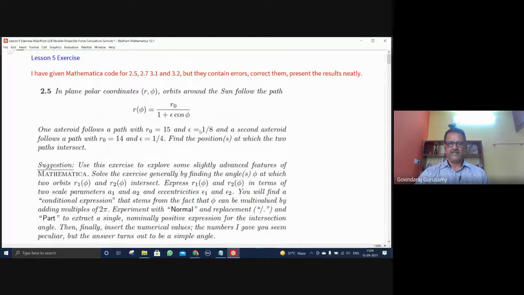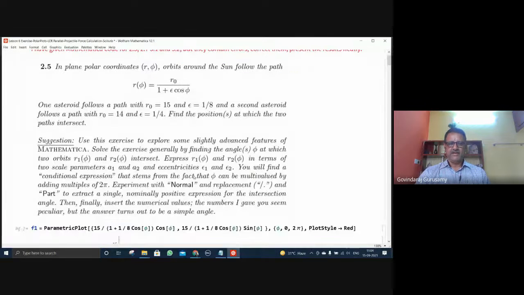I hope there must be some effort from people. I do not know how many of them could get this angle pi. What could be the possible answer? Anybody could get the angle pi? See, find the position at which two paths intersect, which means if you know the pi, you can fix the position. Now, what is the position at which they meet?